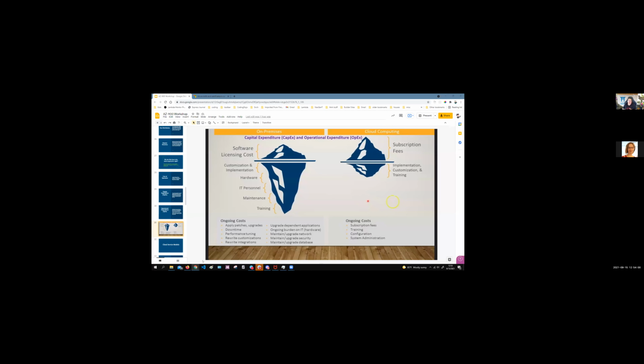Okay, so this was the slide that I was on, my iceberg. On premises versus cloud computing. The subscription fees might be a little bit higher at first in the software and the licensing, but there's a lot less hidden underneath the water, so to speak. These ongoing costs on premise are a whole lot more than these ongoing costs for cloud computing.